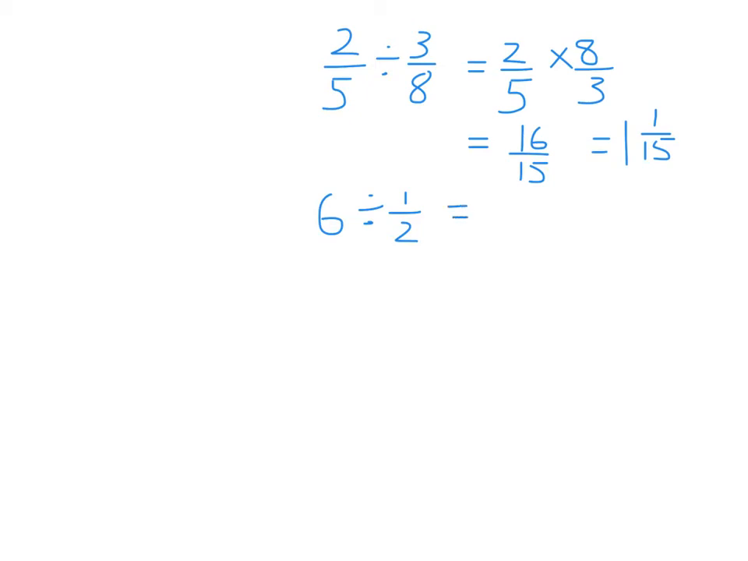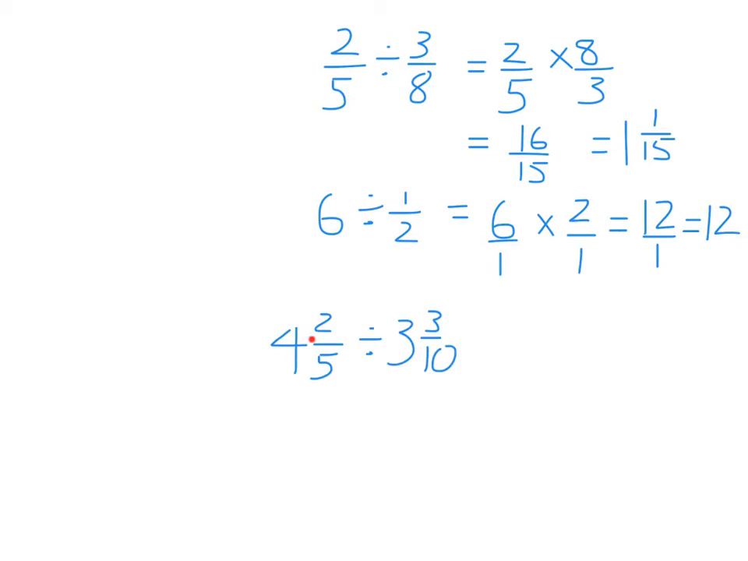So I keep the first number the same. I flip the second fraction and make it a times. Remember, when we're multiplying, you just write whole numbers over 1. So I go 6 times 2 is 12. 1 times 1 is 1. I don't need to write the 1 on the bottom. The answer is just 12.